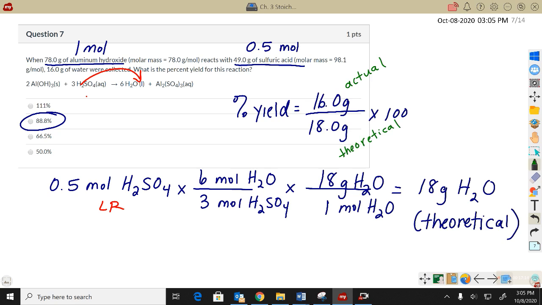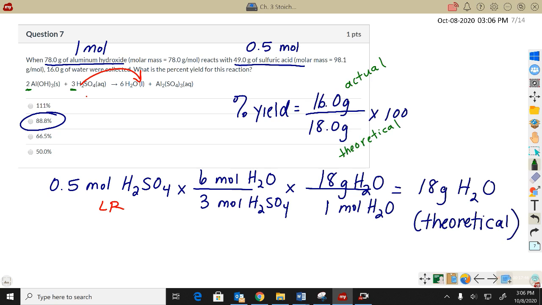Okay, so I have 1 mole of aluminum hydroxide, and I have half a mole of sulfuric acid. But right away, I can look at the balanced equation and say it's supposed to be a 2-to-3 ratio. I'm supposed to have more sulfuric acid. I need more sulfuric acid, and I have less. So right away, I can tell you that the sulfuric acid is my limiting reactant.